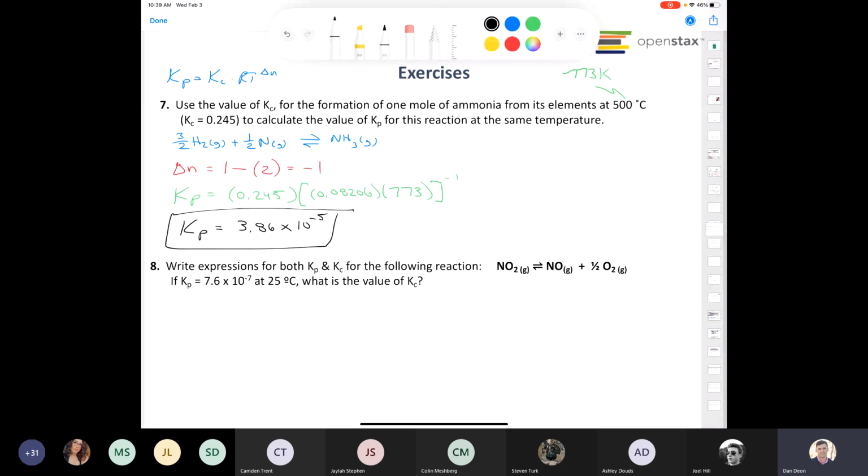Now, you probably realize, and I'll just say this very quickly, that if delta n is equal to 0, Kp is going to equal Kc, right? Because anything to the power of 0 is 1. So that's the only scenario where Kp will equal Kc, when the number of moles of gas on both sides of the equilibrium are identical. That's a question that's in the ACS study guide. Anyhow, we'll talk about that more later.